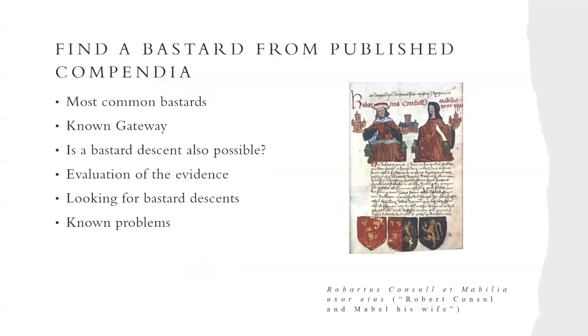So following on Darcie's talk, I'll go through the most common bastards that people have joined under, frequent strategies that candidates may consider for applying when they learn they have a so-called gateway ancestor of royal descent, how you may find a bastard line if that is not already clear, and evaluating the evidence when looking for these other descents and some of the known problems that may allow us to focus our efforts in certain directions.